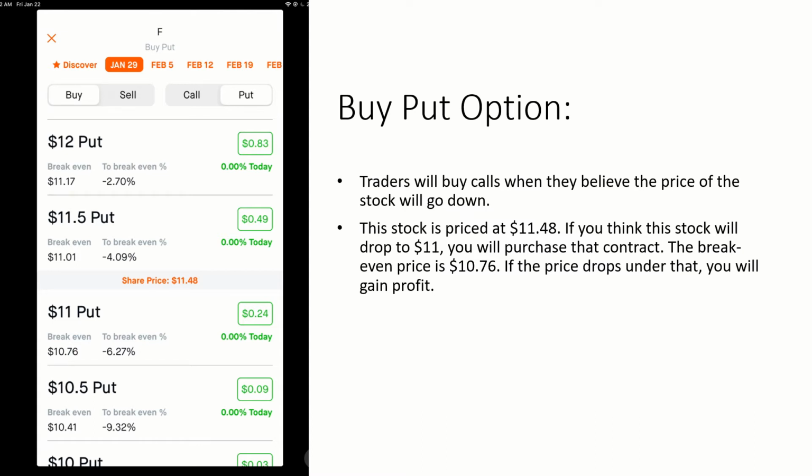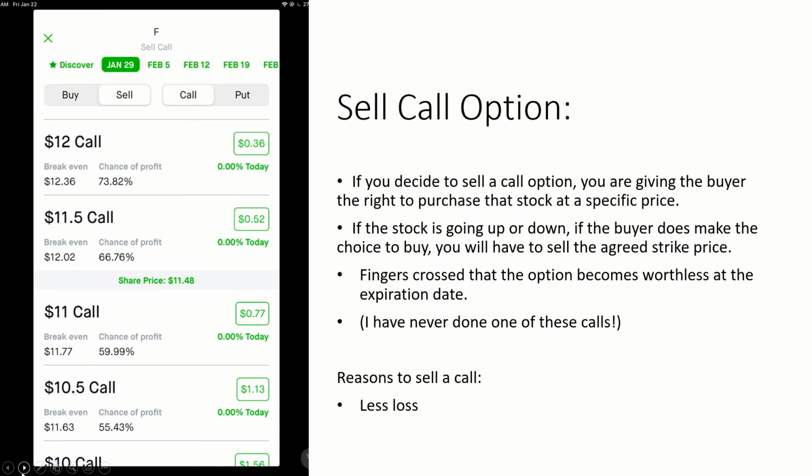But you'll be there right before it starts getting to $11. You'll be good. That would have been a good one to buy last week because they dropped. So, a sell call option.